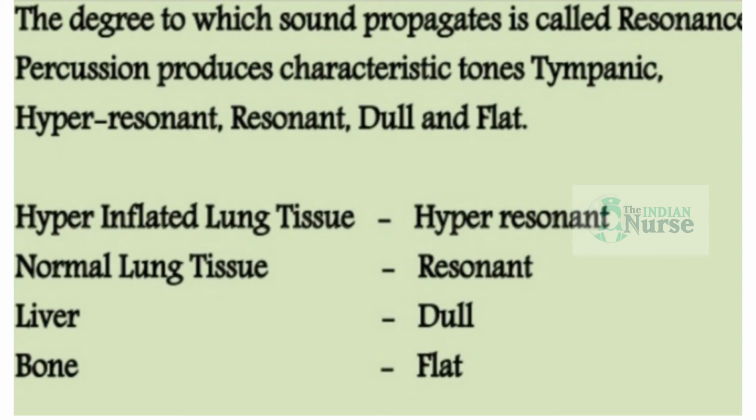Percussion produces characteristic tones: tympanic, hyperresonant, resonant, dull, and flat. So here hyperinflated lung tissue will give a hyperresonant sound. Normal lung tissue will give a resonant sound. Liver is dull in sound, and bone will be flat. So this is about percussion.